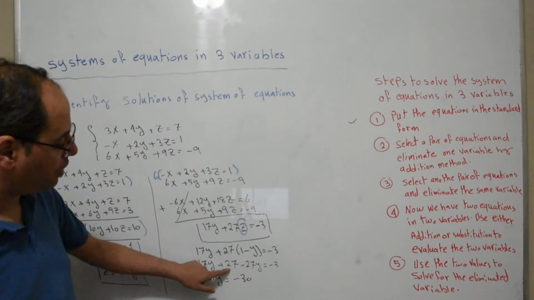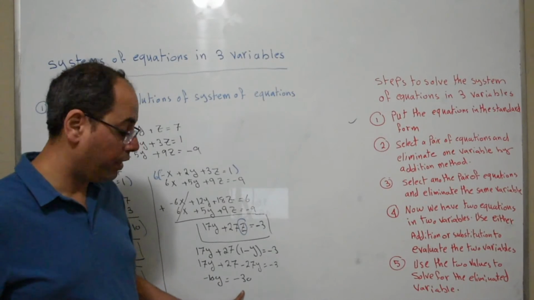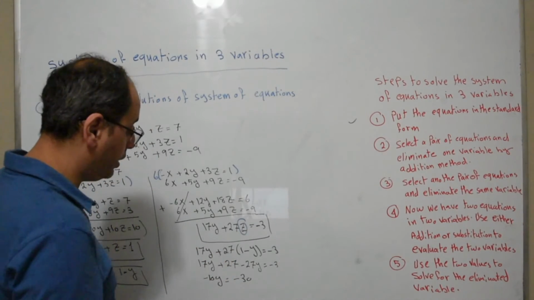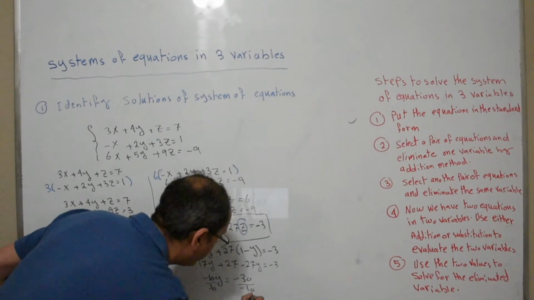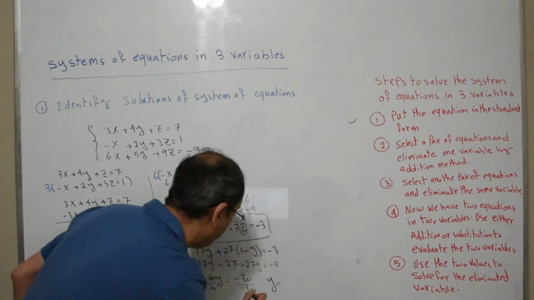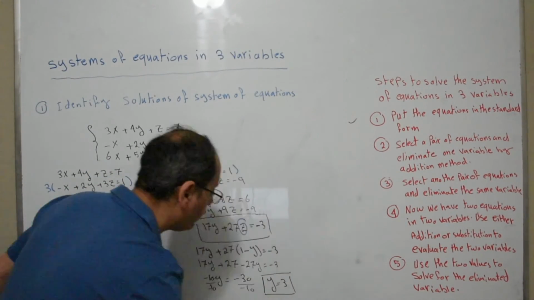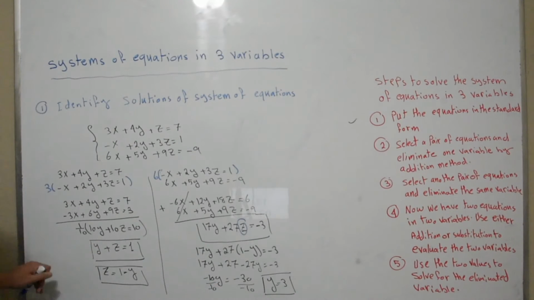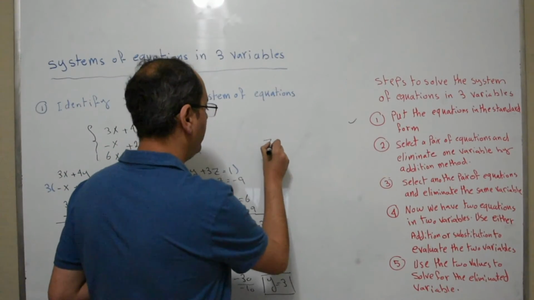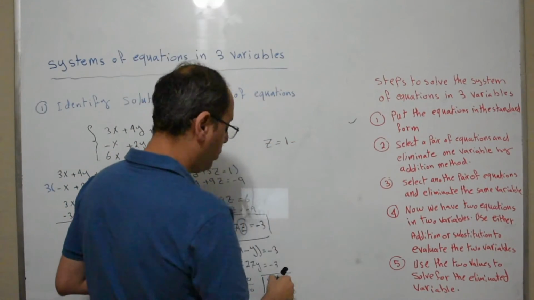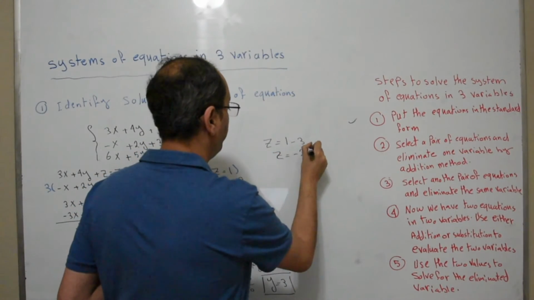I hope that this is clear. So I move the 27 to the other side. That will be negative 27 and negative 3 is negative 30. Then we divide by negative 10 on both sides. So I have y equals how much? 3. So now I got y. But I know from here that z equals 1 minus y. So z is 1 minus what is y? 3. So z is negative 2.